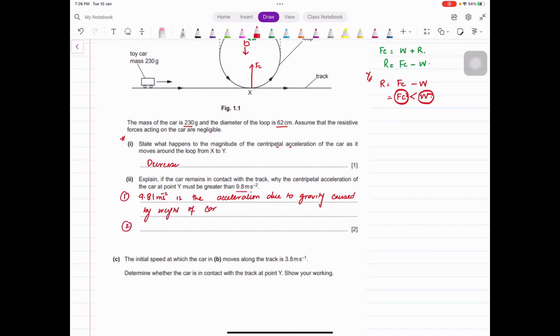The second point I would write is that the centripetal acceleration, or you can write force, must be greater than 9.8 meters per second squared, or if you're writing force, then you should write weight, to stay in contact. Do you guys understand this? Otherwise, the reaction will become zero. So to keep something in contact, you need to move it faster.